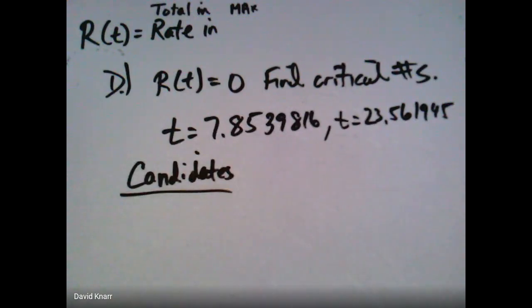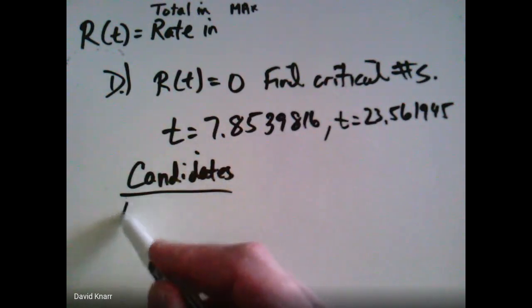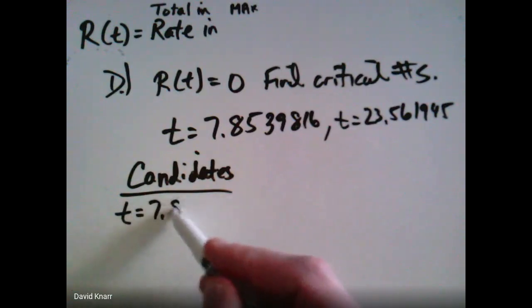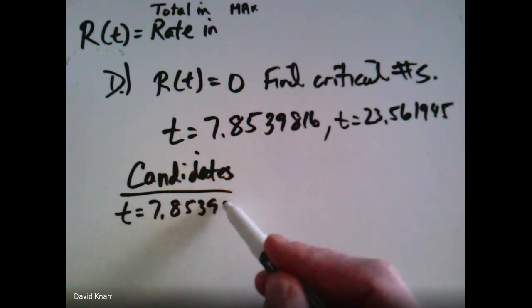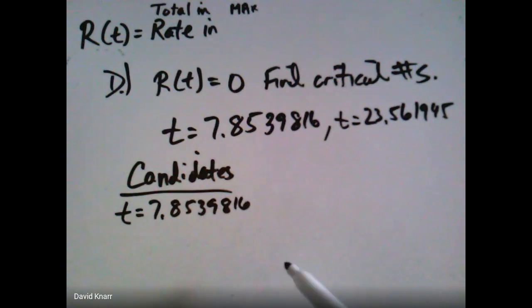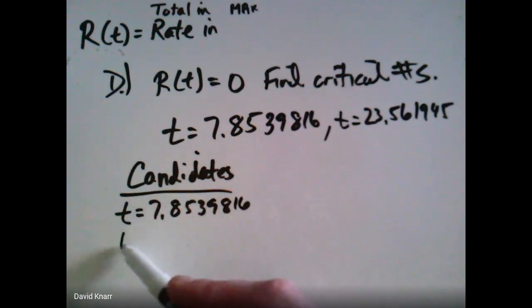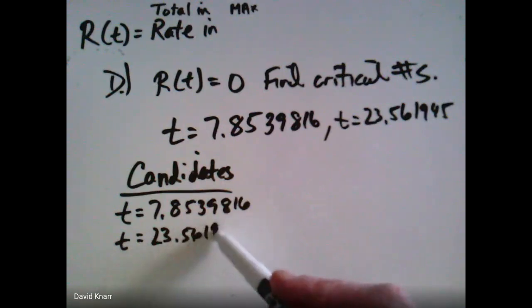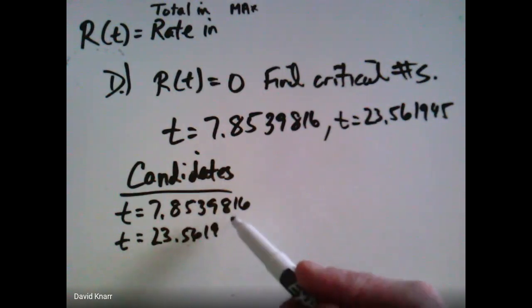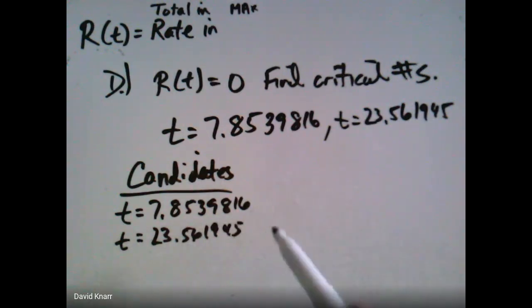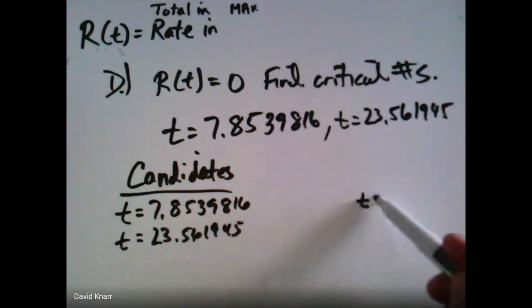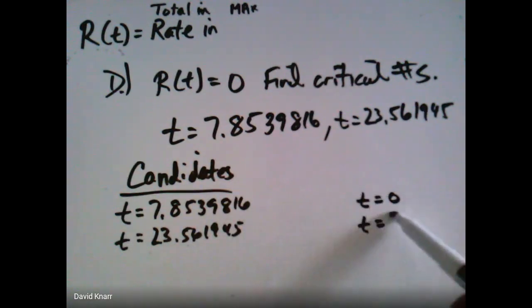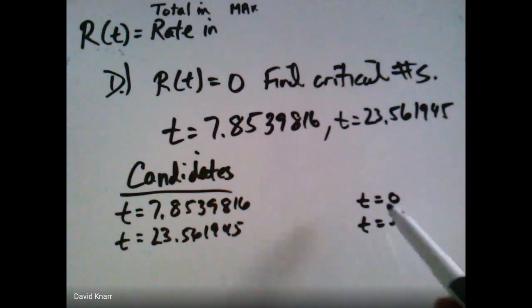We need to do this as an election candidate's problem. There are 4 candidates for the election. T equals 7.8539816. Yes, you have to use the whole decimal. T equals 23.561945. T equals 0 and T equals 31. The 2 endpoints are also under consideration.